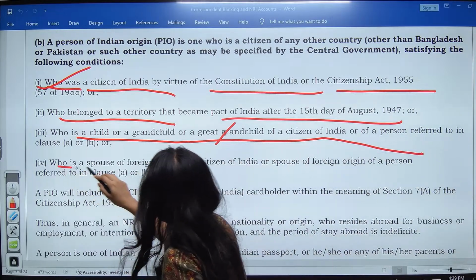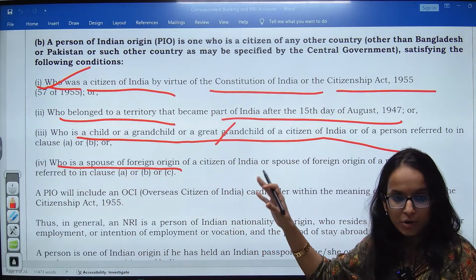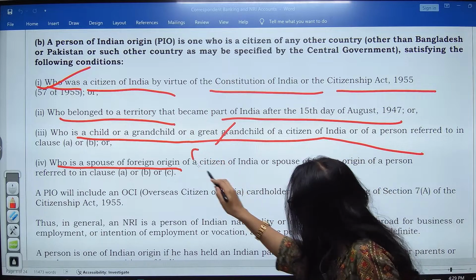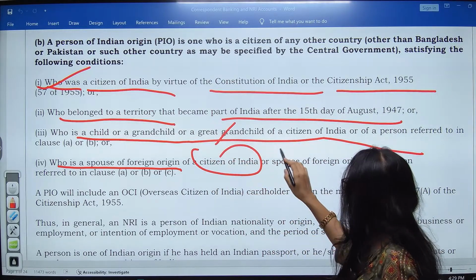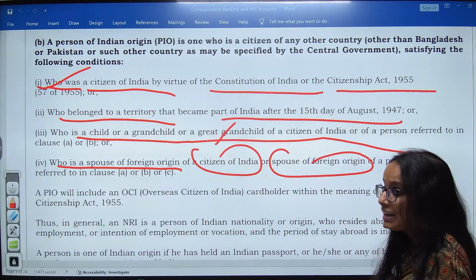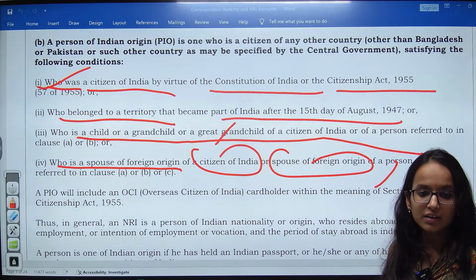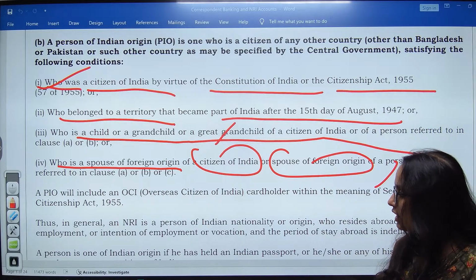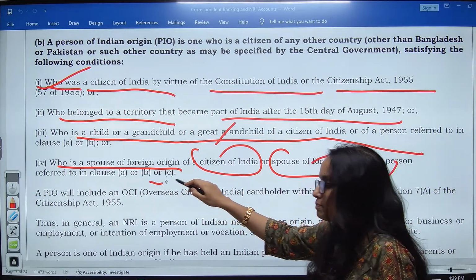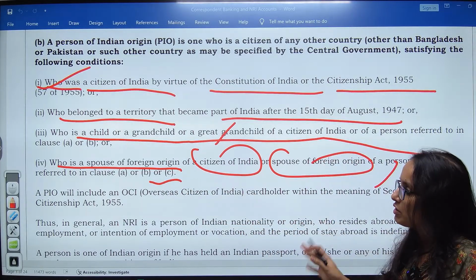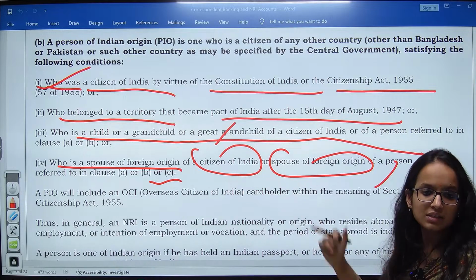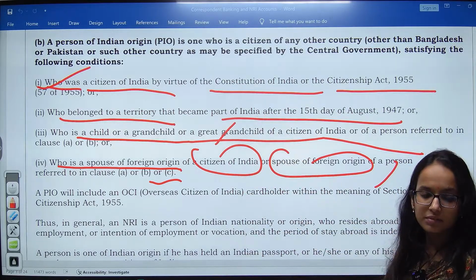Or who is a spouse of foreign origin of a citizen of India or a spouse of foreign origin of any person mentioned in the above categories. Same criteria again as we have seen in the Income Tax Act, right? Or is a spouse of foreign origin of either of the persons mentioned in clause A, B and C, which are these three.